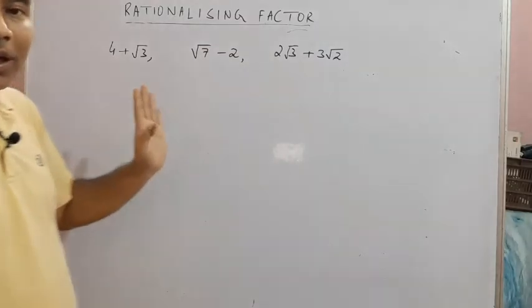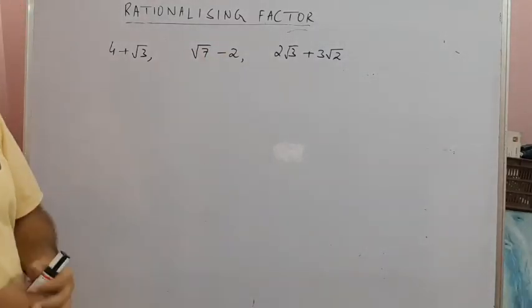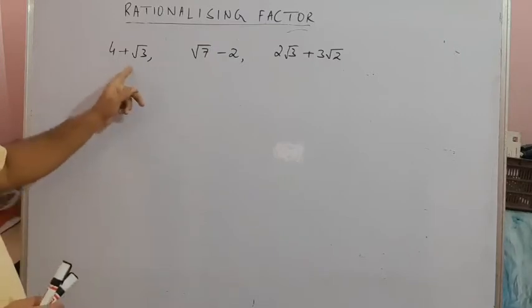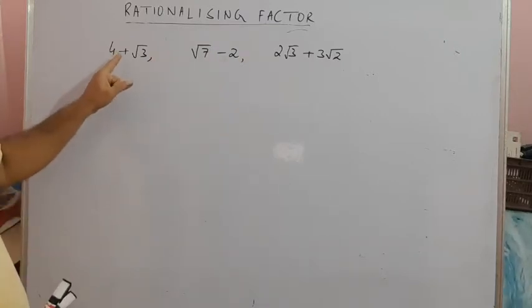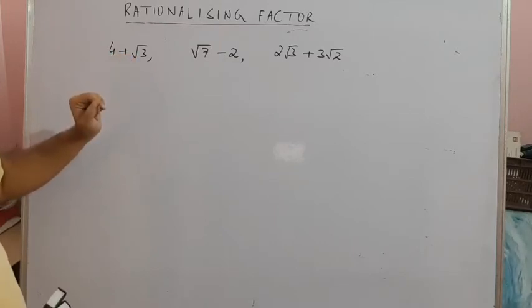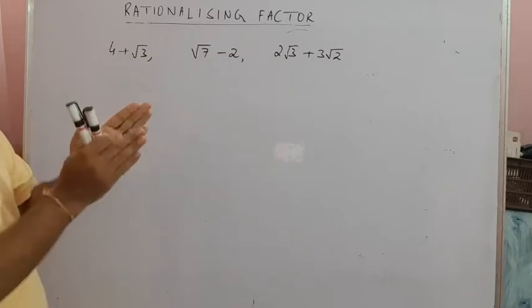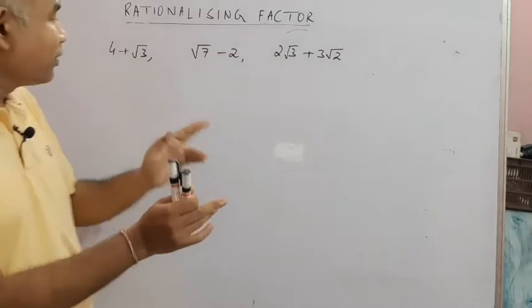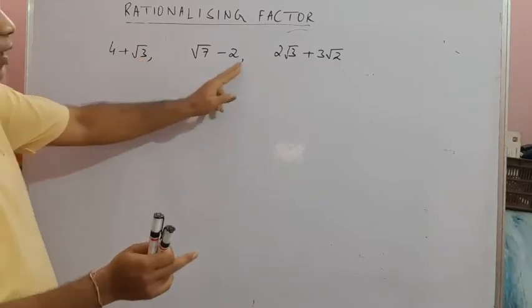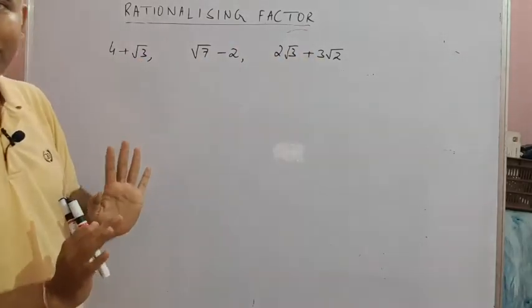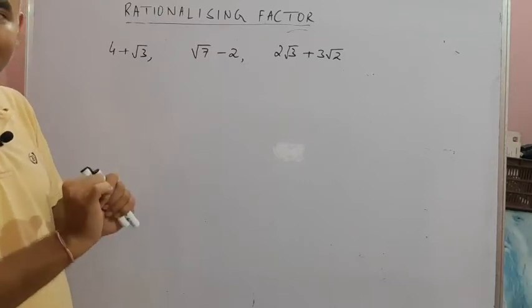So if your irrational numbers are of this type, how to find out their rationalizing factor? Here whatever the examples of irrational number I have taken, every number actually has two terms. So this plus sign or minus sign is like a wall between two terms, you can say. On left side and right side there are two terms. So these are irrational numbers having two terms connected by plus or minus sign.